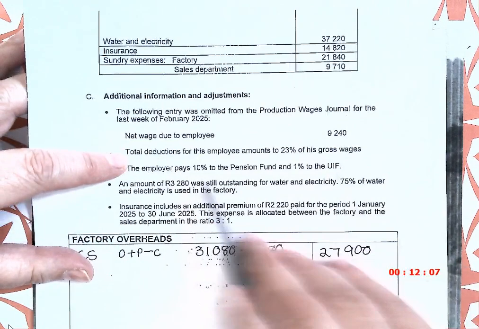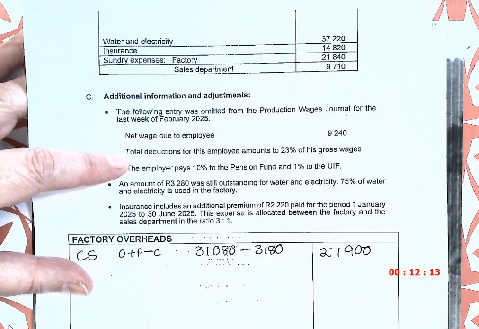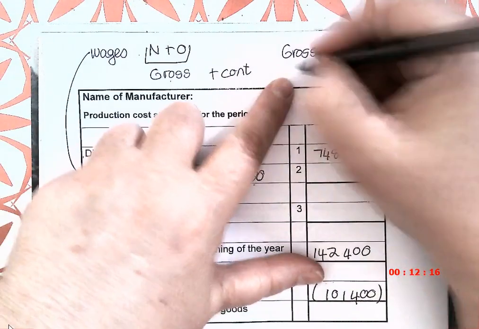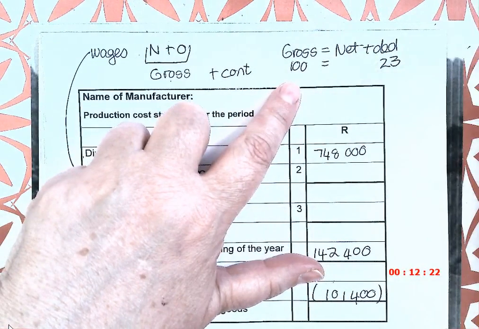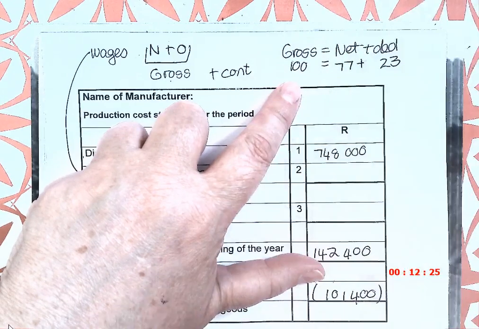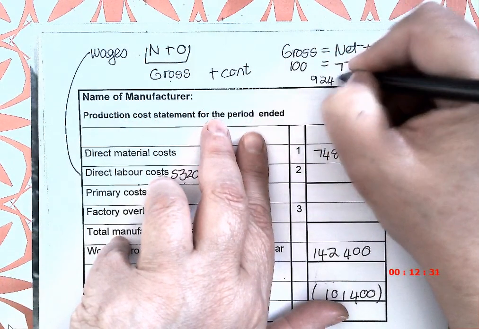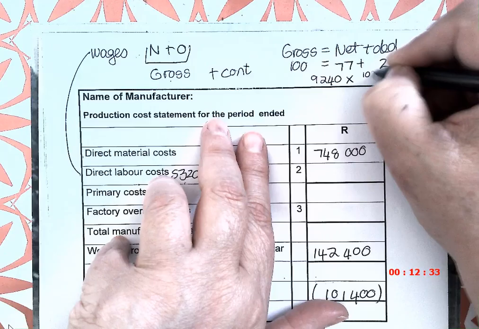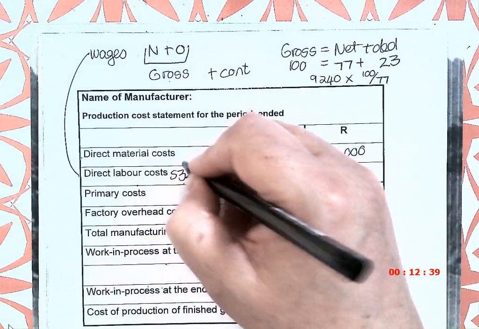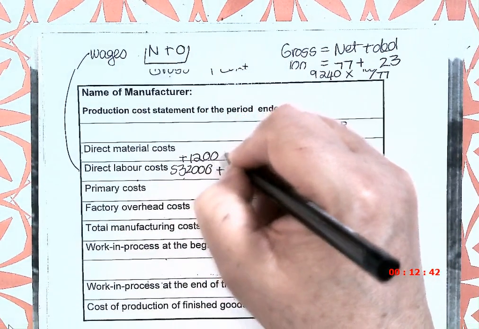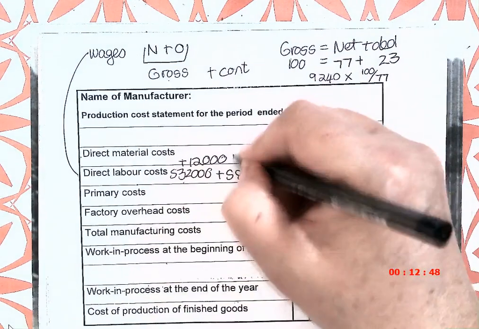Now they say the total deductions for this employee amount to 23% of the gross wage. Now what do I know? The gross is 100. The deductions are 23, so that means the net is 77. Does that make sense? So now I'm going to take that 9240 times 100, because I want the gross, divided by 77, and then I get 12,000. Okay.